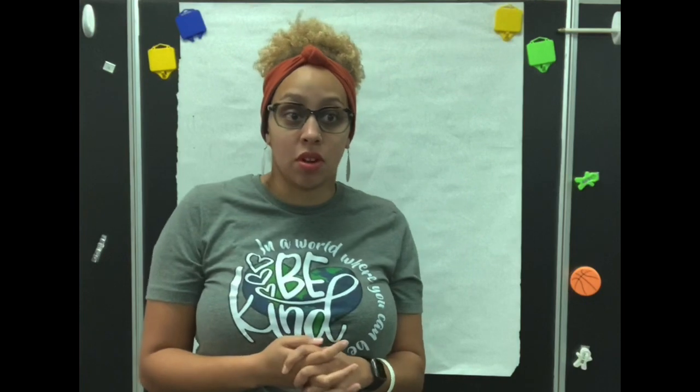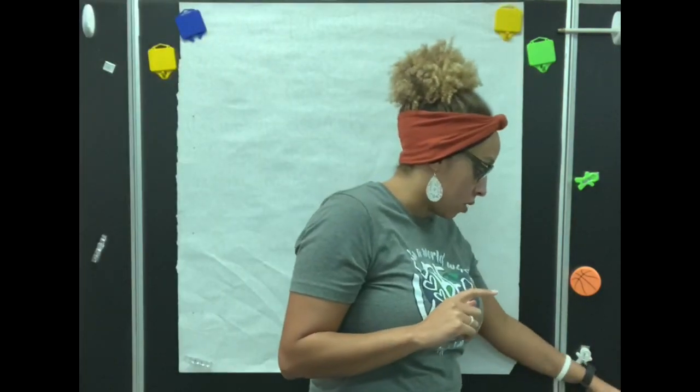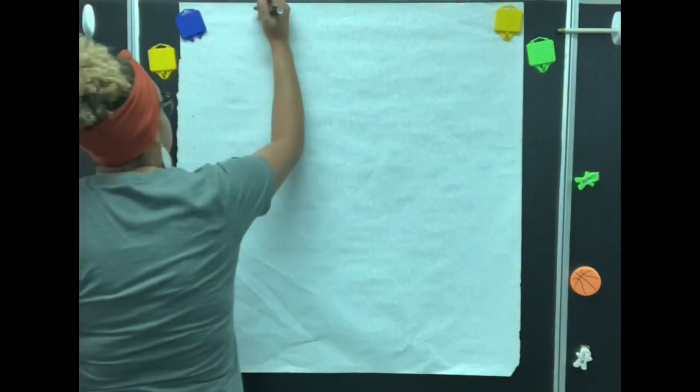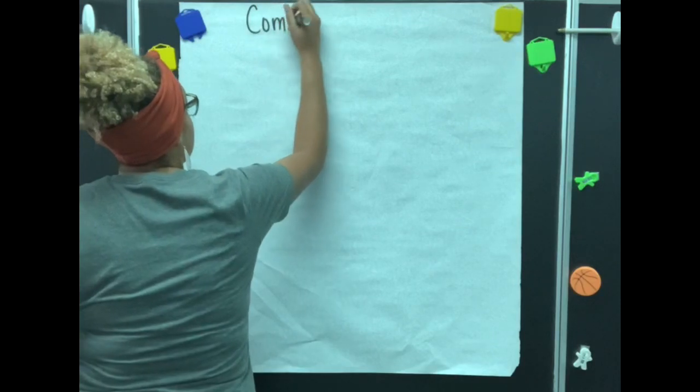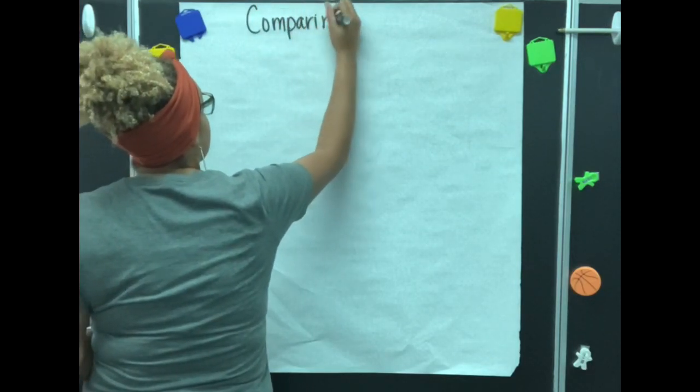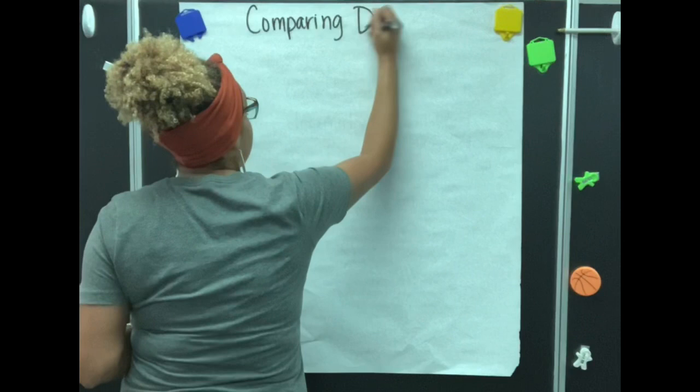Okay, so this is going to go on page 34 of your math journal. Very top of page 34. You are going to write comparing decimals.